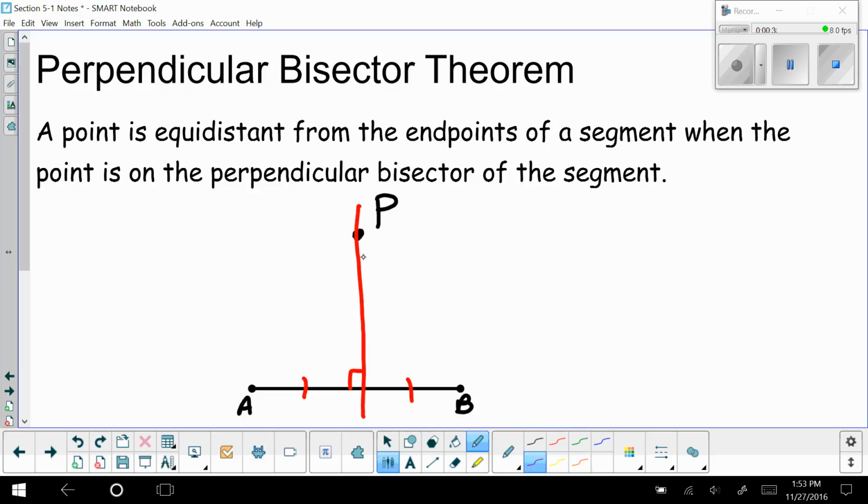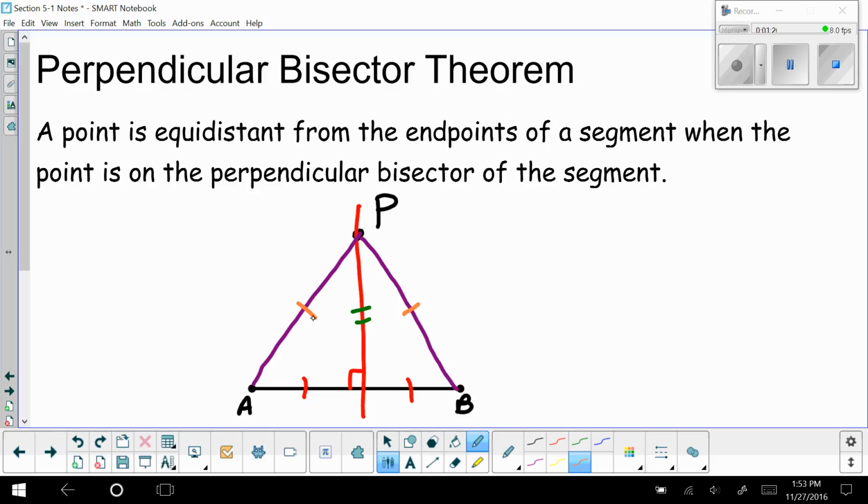Well, if we were to measure from P to A and P to B, those two lengths should end up being the same. This is easy for us to verify because if you notice, we have two right triangles that our perpendicular bisector has broken this into. They share the segment that's our perpendicular bisector, and then I can see I have side, angle, side for the two triangles. So these two triangles are congruent, and by CPCTC, the length of PA is the same as the length of PB. So in other words, point P is equidistant from the endpoints of the segment.